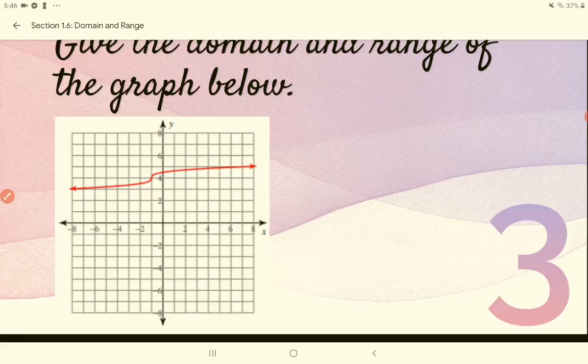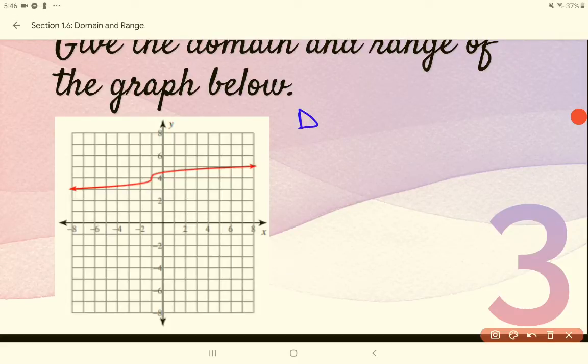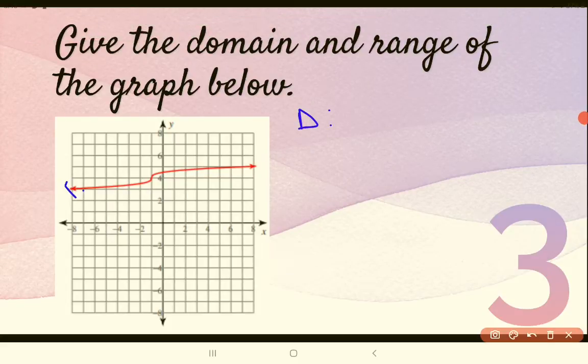All right, what about example 3 here? So this is a cube root function. Hopefully you recognize that because we've talked about them before. So domain, I start on the left, and I have an arrow. Well, that tells me I'm going to negative infinity. Then I go to the right side. I have another arrow. Well, that means I'm going to positive infinity on the right.